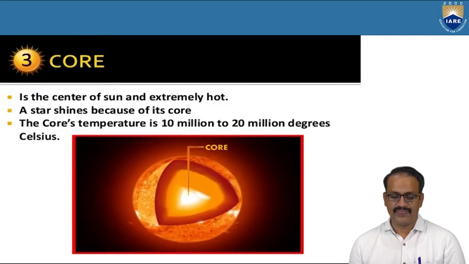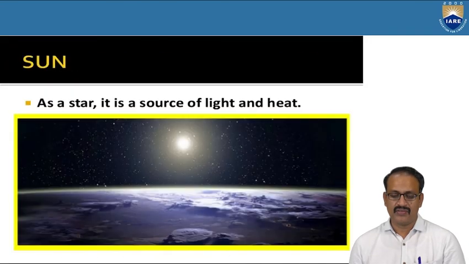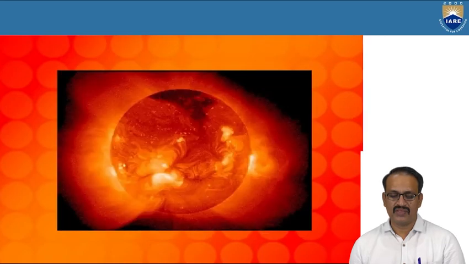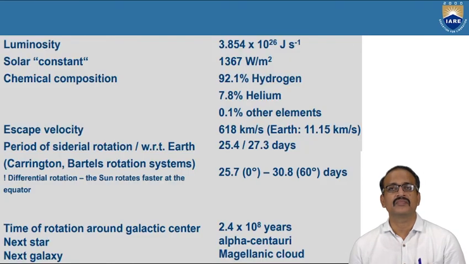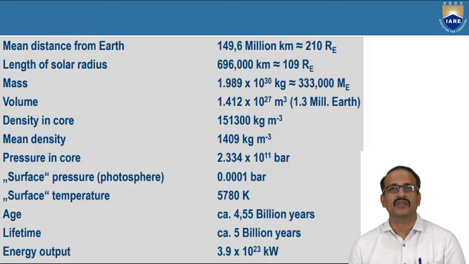So this is for the sun. See, the mean distance is 149.6 million kilometers, and the radius is 6,96,000 kilometers. Then the mass and the density in the core.